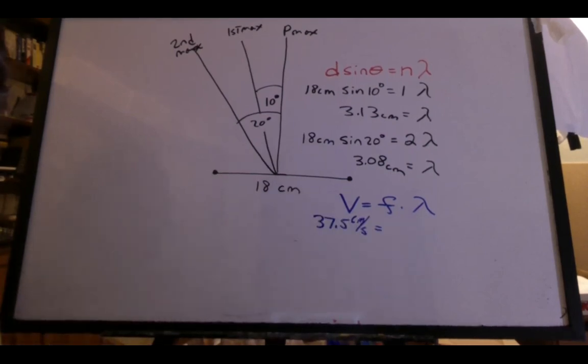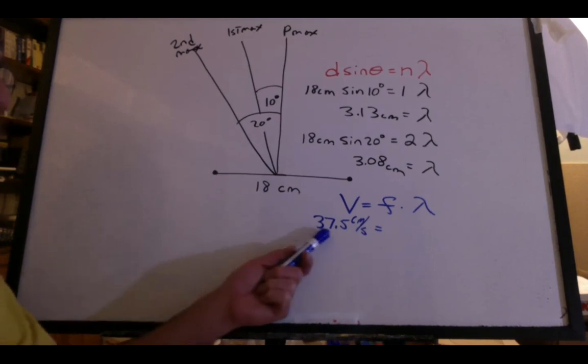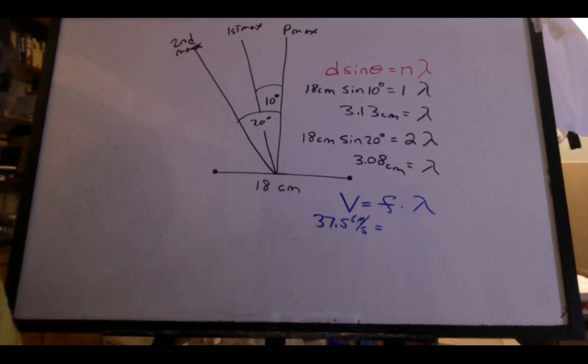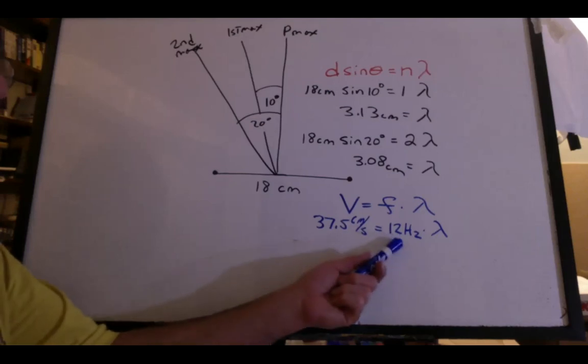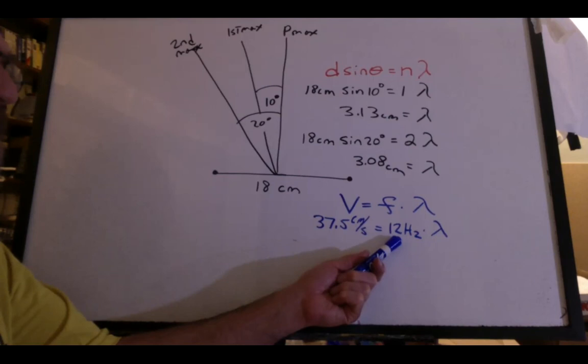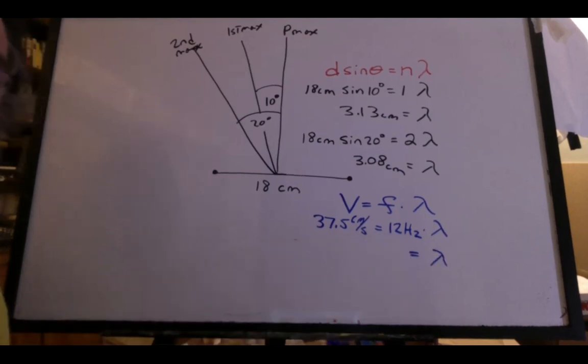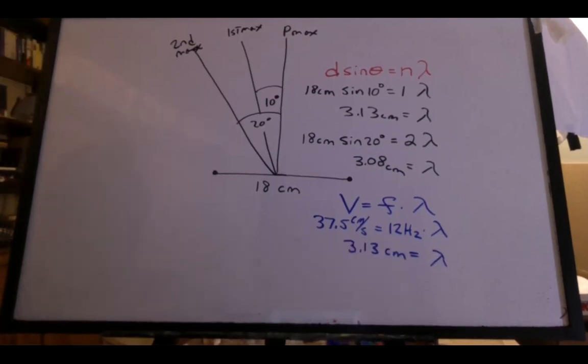Using the meter stick and counting the frames, we measured 37.5 centimeters per second. The oscillating machine gave a frequency of 12 hertz. And we can calculate the wavelength, and we get 3.13 centimeters. Man, are we on the money.